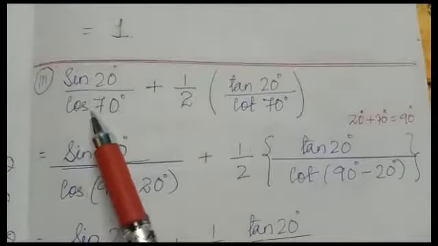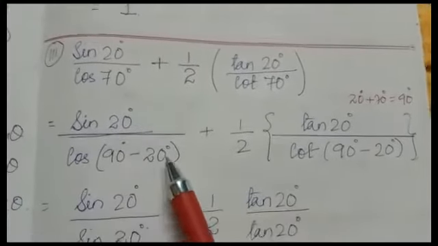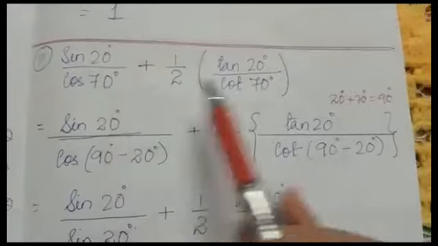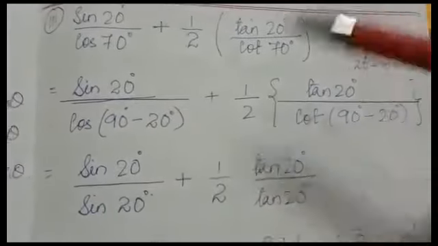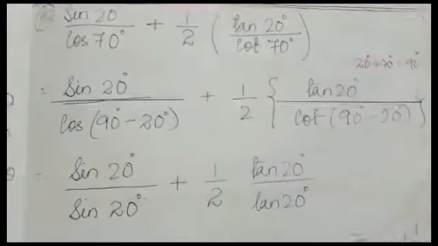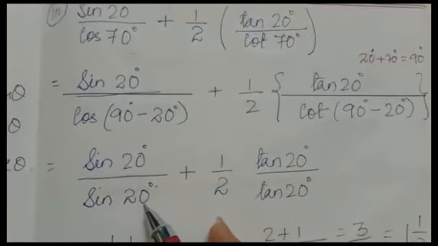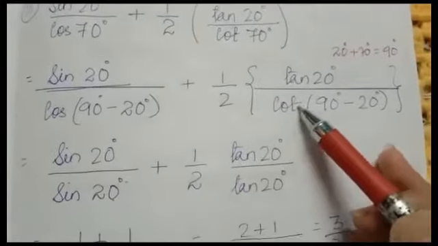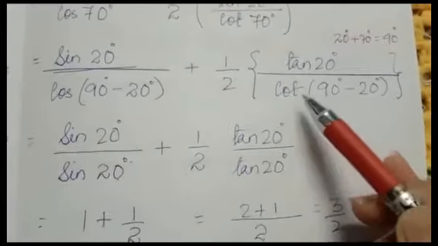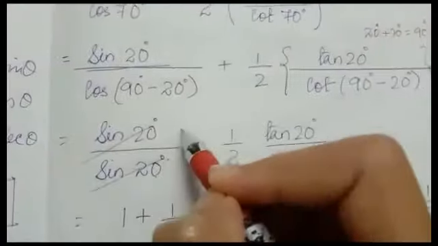Sine 20 divided by cos. In place of 70, write 90 minus 20, because 90 minus 20 is 70. Now, we know the complementary of cos is sine. So sine 20 degrees. 1 by 2 tan 20. The complementary of cot is tan. So cot 90 minus 20 is tan 20. Cancel this. 1.